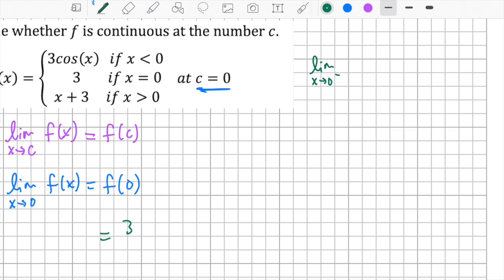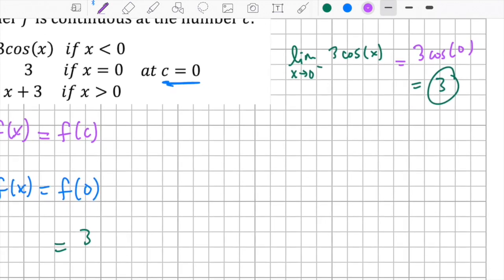So I will say limit as x approaches 0 from the left. From the left means less than 0, so we are going to use this function, 3 cosine of x. So just plug it in. We're just plugging it in, so we get 3 cosine of 0. Cosine of 0 is 1, so 3 times 1 is just going to be 3.